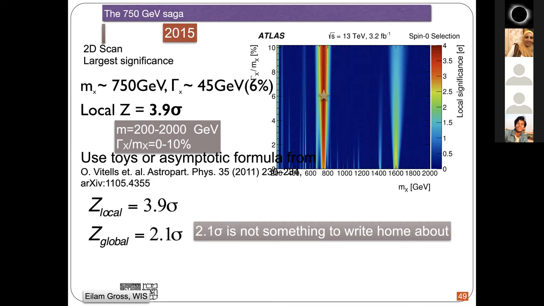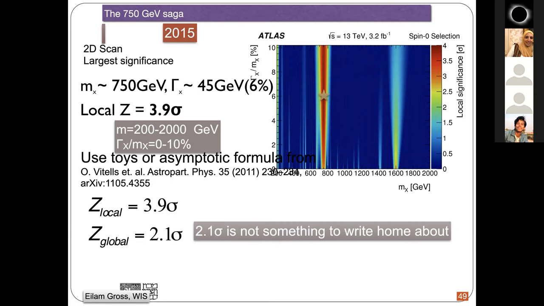And the other problem was that the width of this signal was something very weird. It was something like 40, sorry, it was 40 GeV, not MeV, which is huge. The experimental width is a few GeV, and that's 45 GeV. So this is a crazy exotic signal, and nobody knows what this crazy width is.